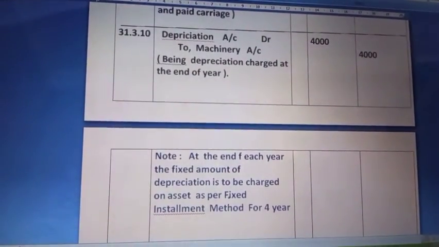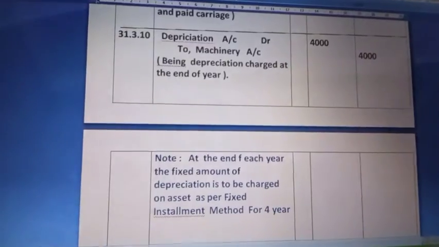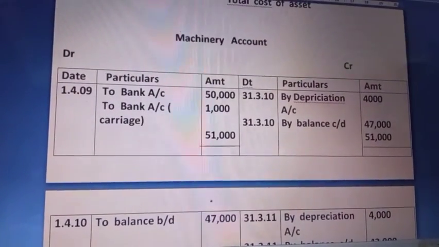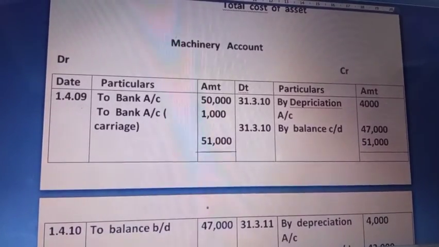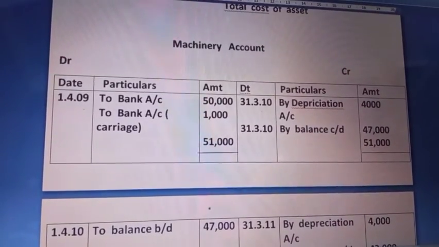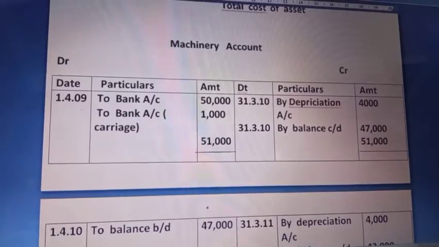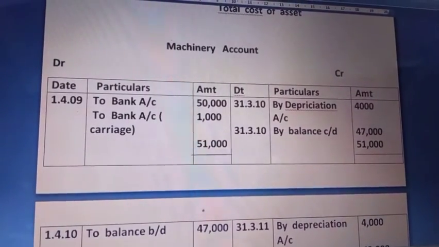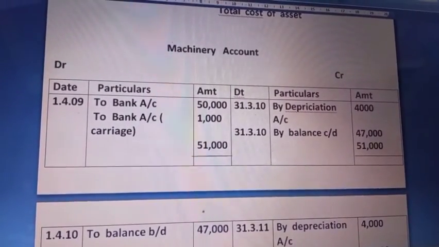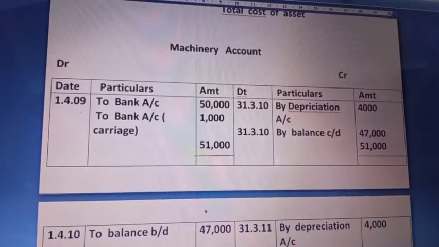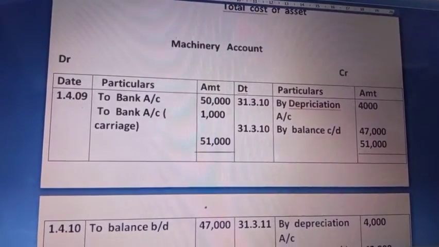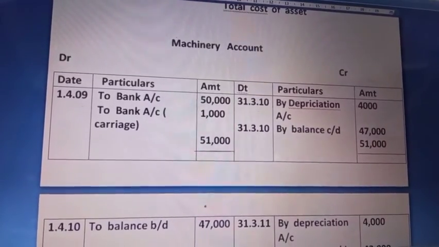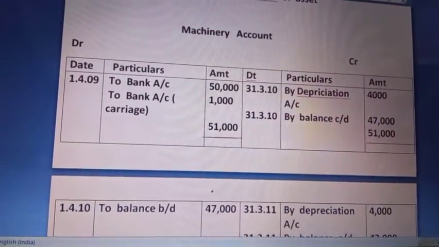So now we move on to the machinery account. Here comes the machinery account. On the 1st April, we write it on the debit side, since machinery is purchased and expenses are being incurred on it. And on the last date of the year, by depreciation 4,000 is being charged on the credit side. Then we have to balance it, and the balancing amount comes to 47,000 and the total amount comes to 51,000.